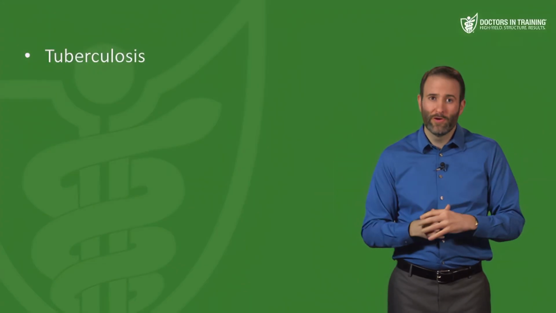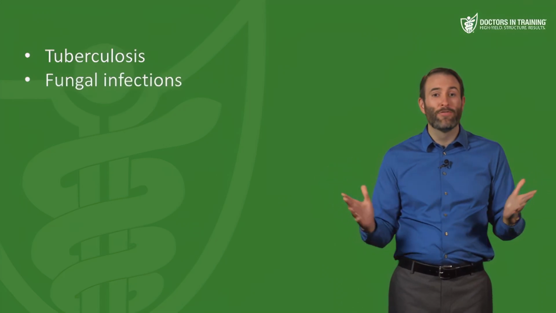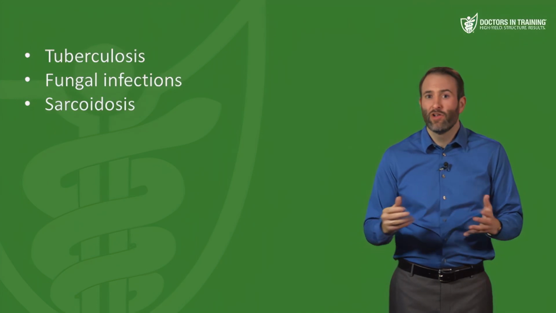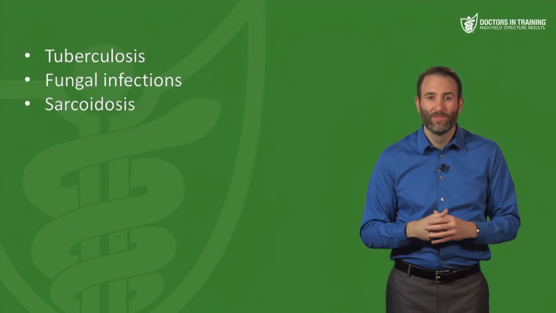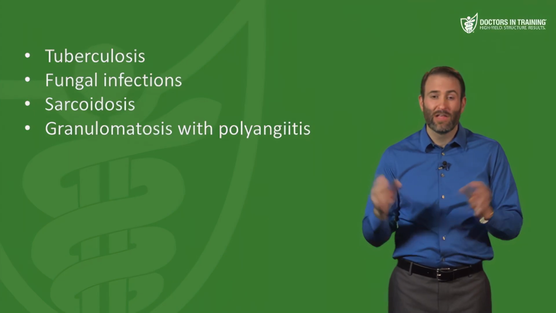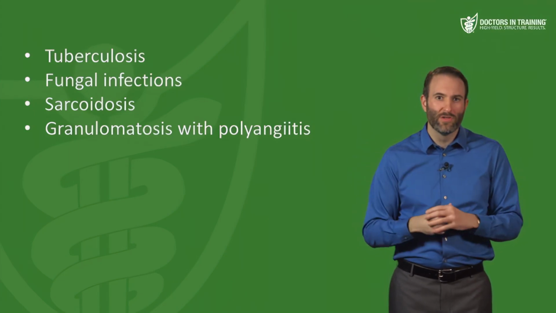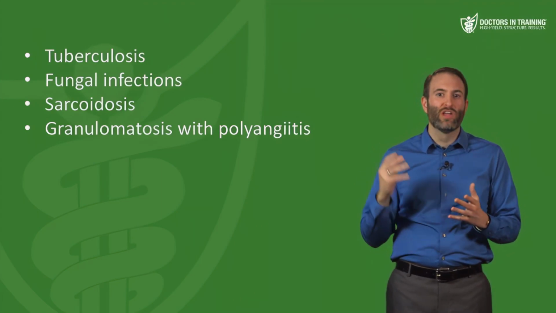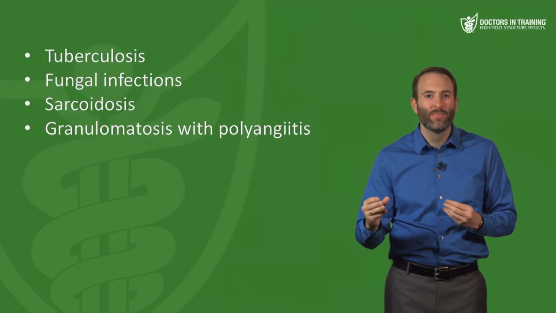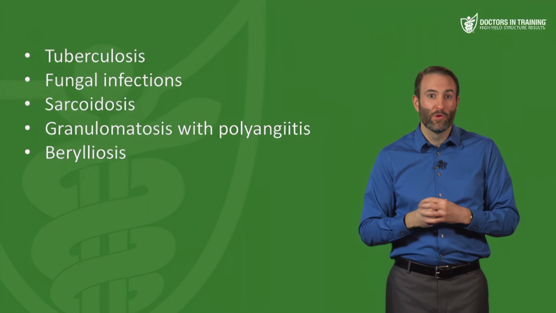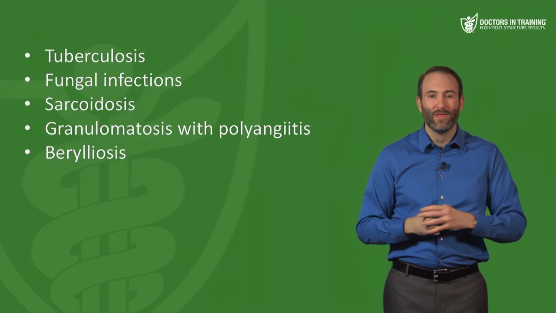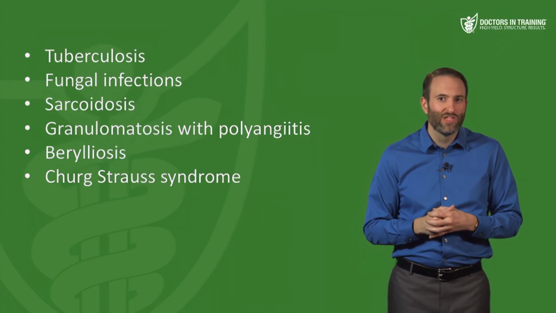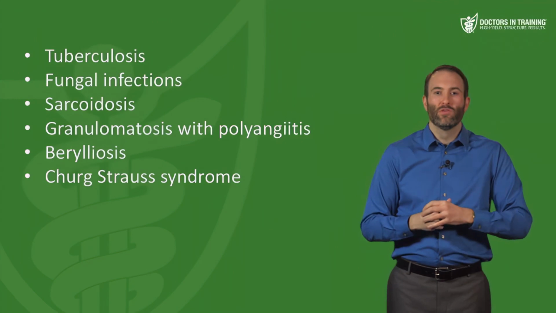Now, there are other pulmonary diseases associated with granulomas as well. For example, fungal infections like blastomycosis and histoplasmosis. Sarcoidosis causes granulomas, and we're going to cover that in our pulmonary section. Granulomatosis with polyangiitis, that's what we used to call Wegener granulomatosis, is covered in our cardiovascular section. It's the form of vasculitis that's going to cause granulomatous inflammation in the lung and the kidney. Berylliosis causes granulomas. Who gets berylliosis? People who work in beryllium mines. Churg-Strauss syndrome, also referred to as eosinophilic granulomatosis with polyangiitis, is another autoimmune disease that can result in granulomas.